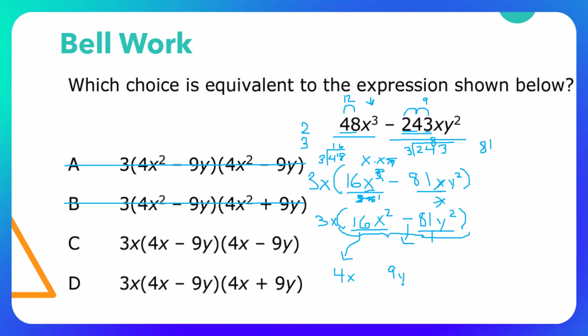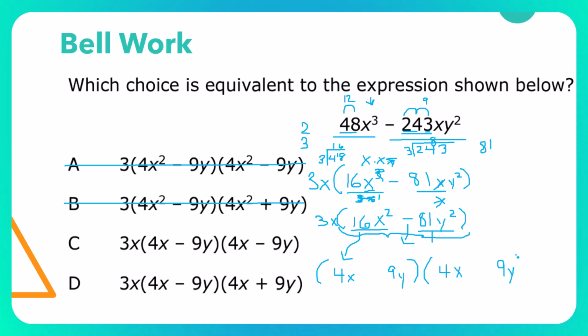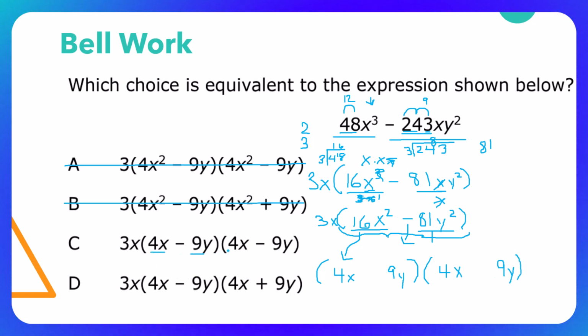So we're going to write that down, put it in parentheses. We're going to write it twice. Okay, 4x and 9y. Now I'm looking at my answer choices. That kind of helps me. Okay, so I do have it factored into 4x and 9y. Up here, I have minus and minus.